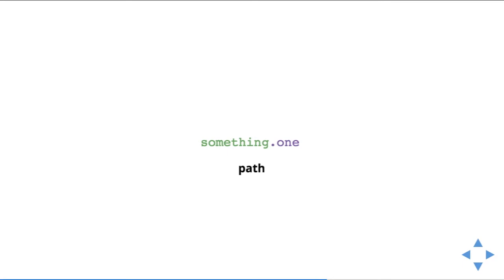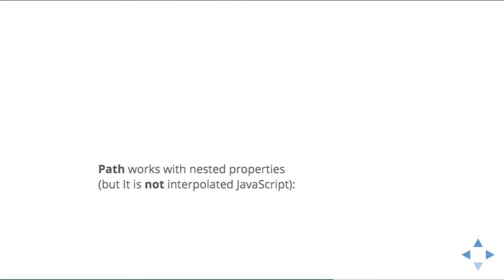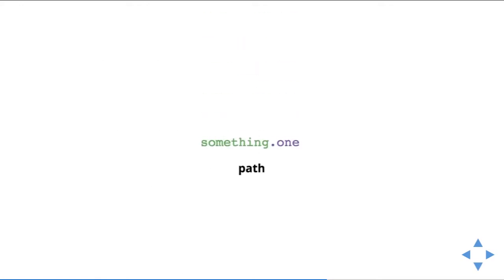So to understand the expression better, let me explain its syntax. We have some path to the property, and we already know that this means the state is the root object and some property of that state will be set. So the path also works with nested properties. You can say something.1 in brackets and whatever, it works. But it will not work with "something of that thing". So it does not work like Angular.